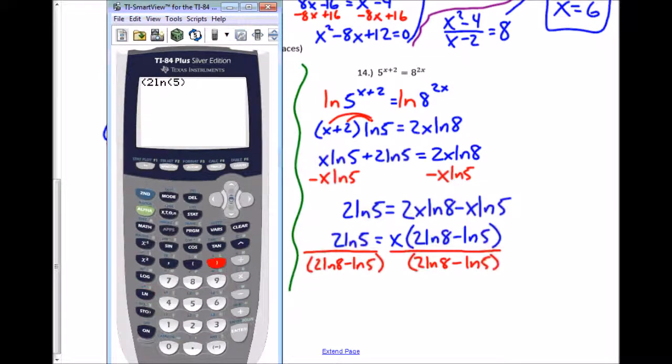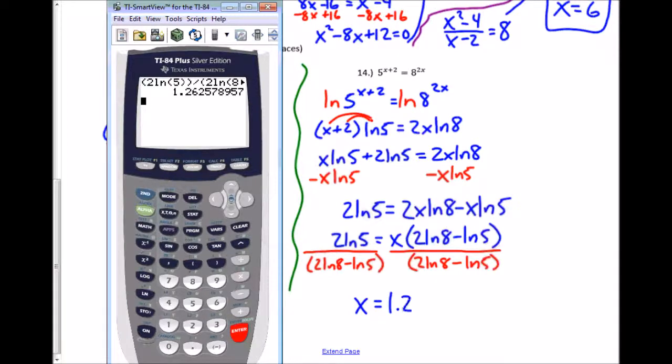And again, the entire denominator has to be in parentheses. So parentheses 2 natural log of 8. The 8 needs to be contained, so I know it's in that logarithm, minus the natural log of 5. That 5 needs to be contained, so I know it's in the logarithm. And then I need to close the parentheses so that I have parentheses around my entire denominator, and then I hit enter. Okay? And that gives me that x equals 1.2626 if I'm rounding to 4 decimal places again.